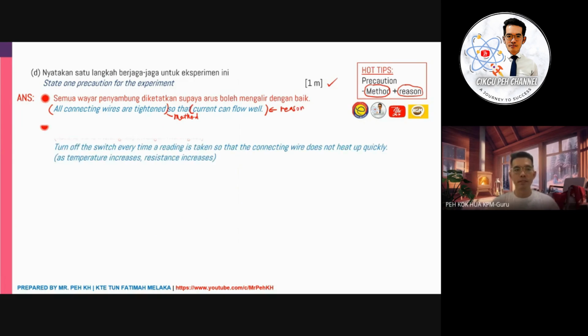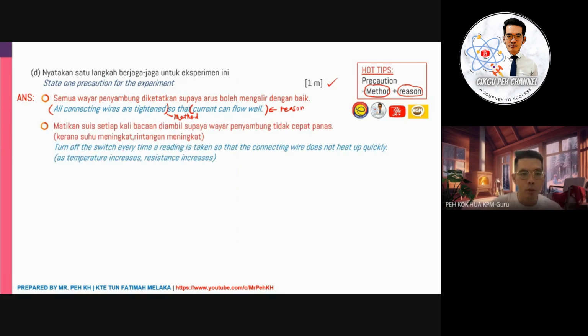Then the second reference answer here for you will be: turn off the switch every time a reading is taken. So this will be the method, so that the connecting wire does not heat up quickly. So this will be the reason, because the temperature increases will cause the resistance to increase. The bracket is information for you. You just need to write the sentence here, including the method and reason for your answer. These two sample answers are suitable for all experiments related to electricity.